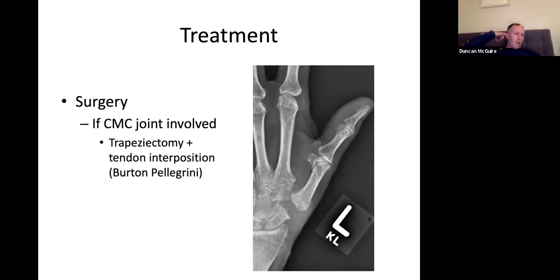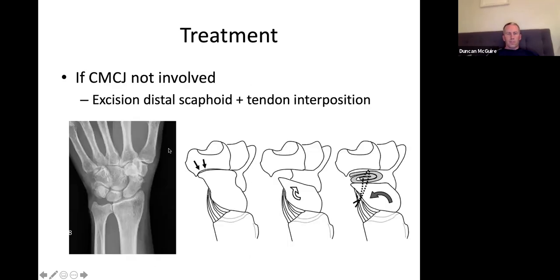So if the CMC joint is involved, you have to do a Burton-Pellegrini or a trapeziectomy and suspension plasty, either with a tendon interposition or a TightRope. Any of those techniques works; we do the Burton-Pellegrini, which is the FCR interposition. By excising the trapezium, you decompress both the STT joint and the CMC joint, so you solve both those problems. The problem with the Burton-Pellegrini is that it does weaken the grip and the pinch.